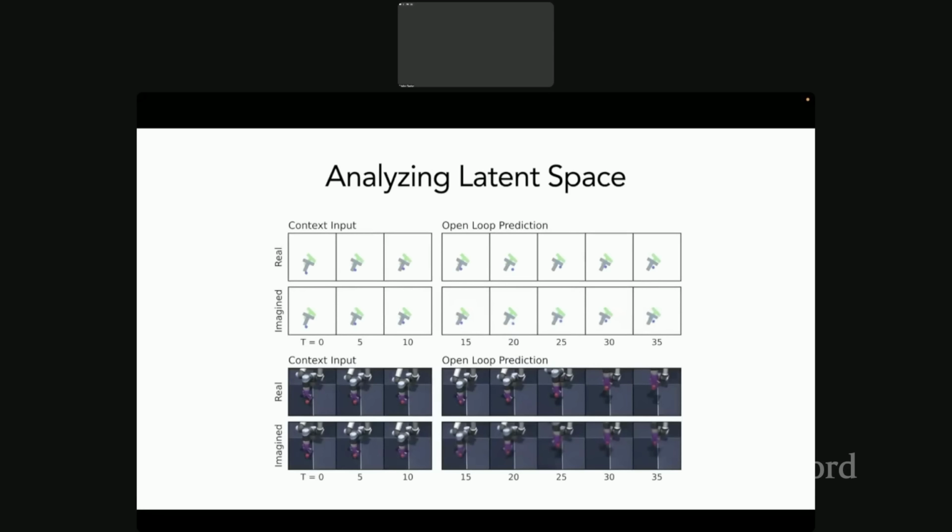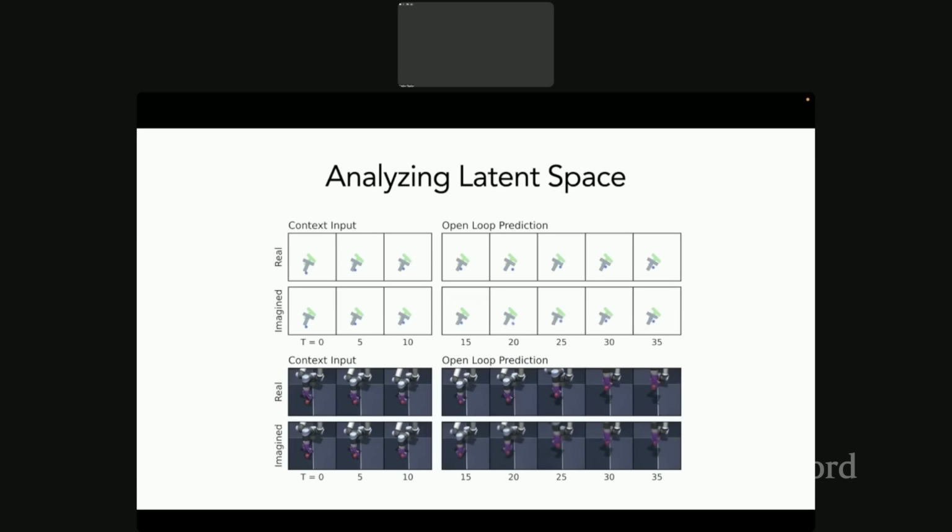The last thing we did is we froze the world model and trained a decoder to try to interpret what is happening when you make future predictions. For that, you can see that we give a context to the world model. This is the first frame of the top row you see, or the bottom, the second row.